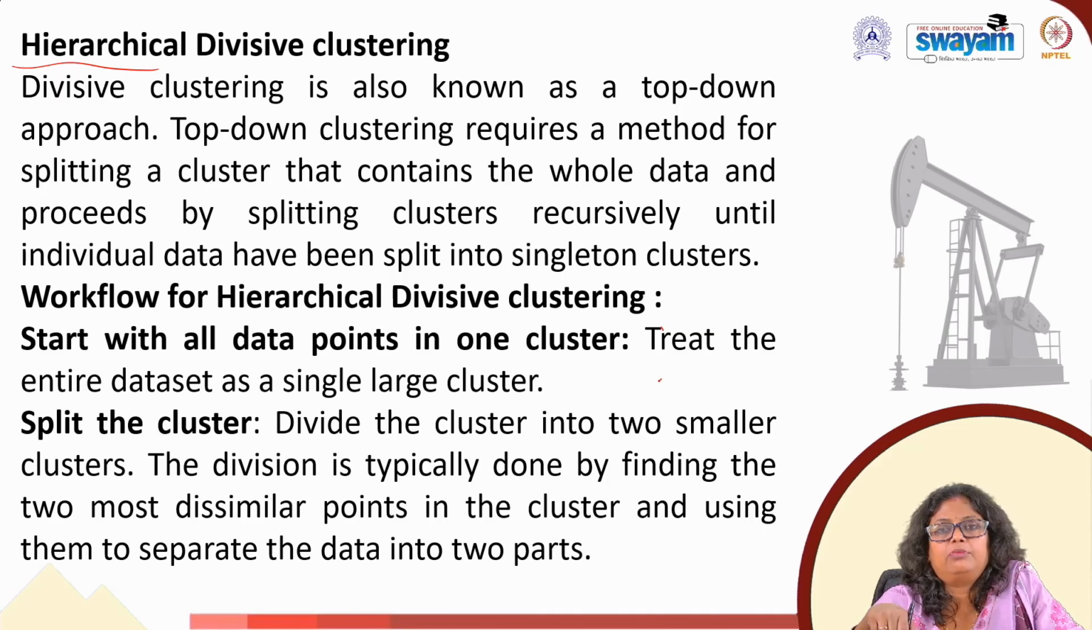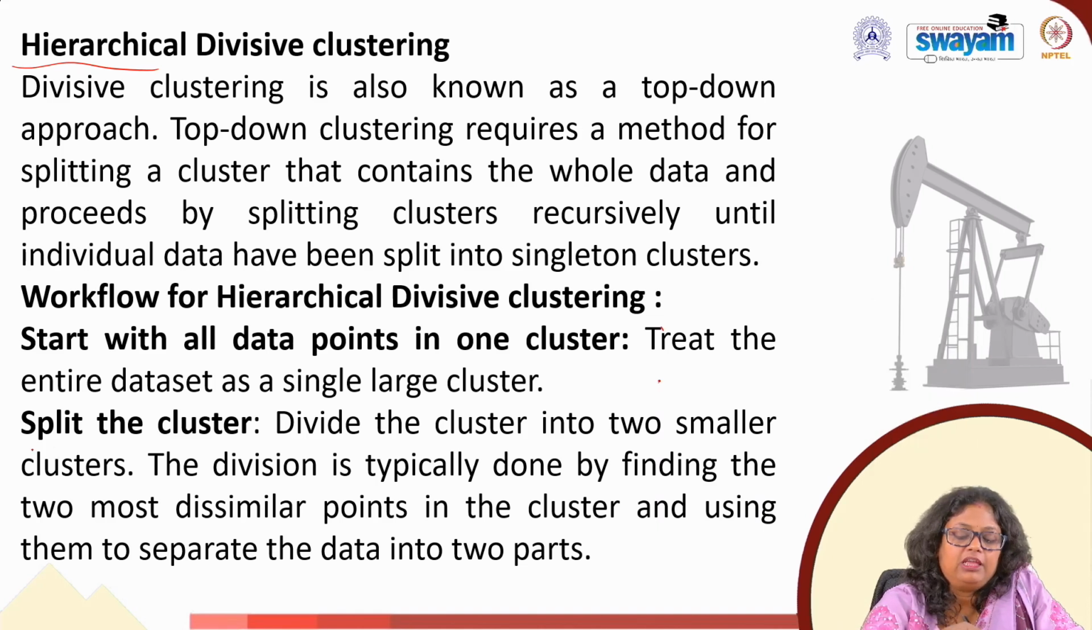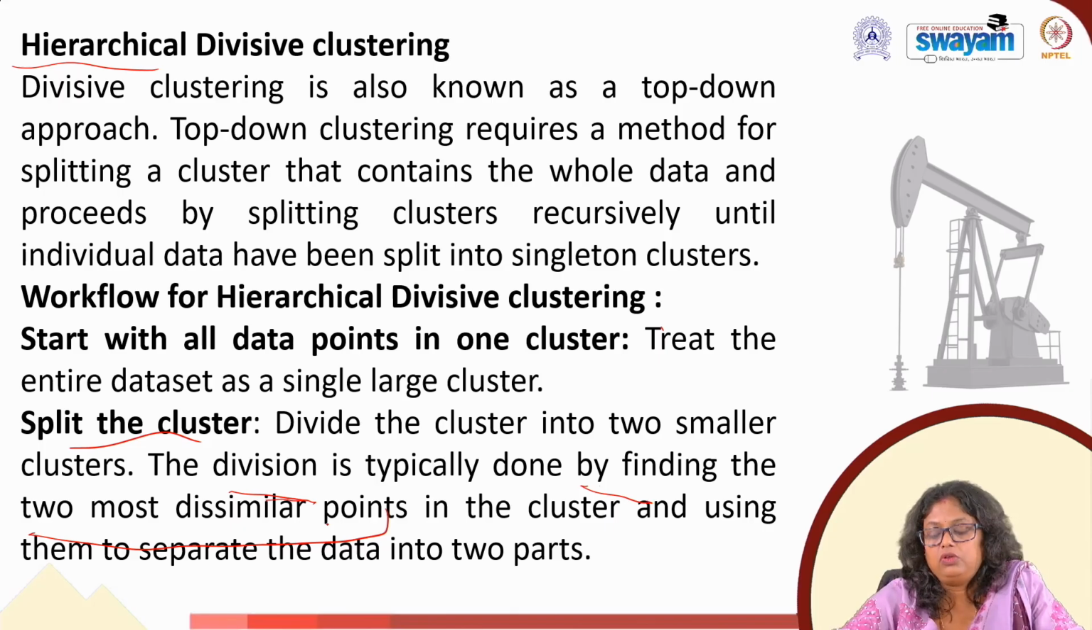Start with all data points in one cluster. Treat the entire data set as a single cluster, then split the cluster. So what we are doing is dividing the cluster into two smaller clusters. The division is typically done by finding the two most dissimilar points in the cluster and using them to separate the data into two parts.